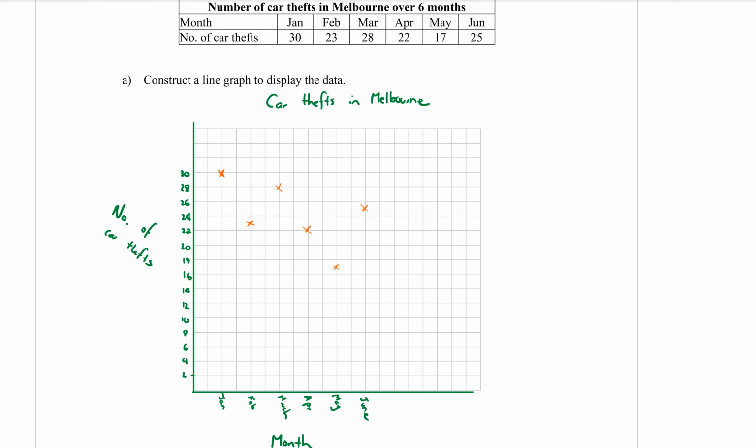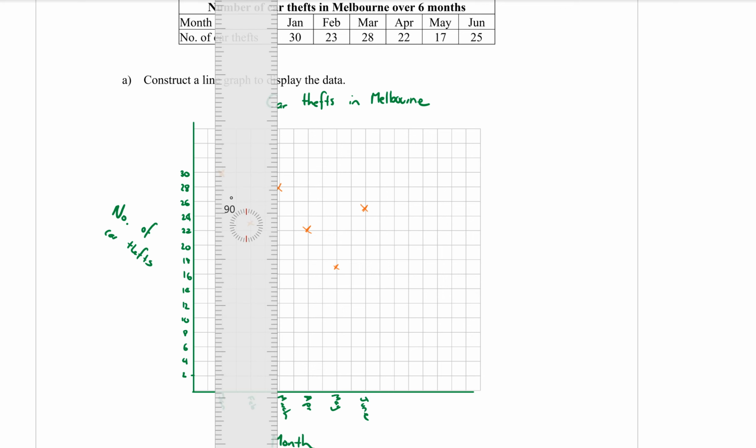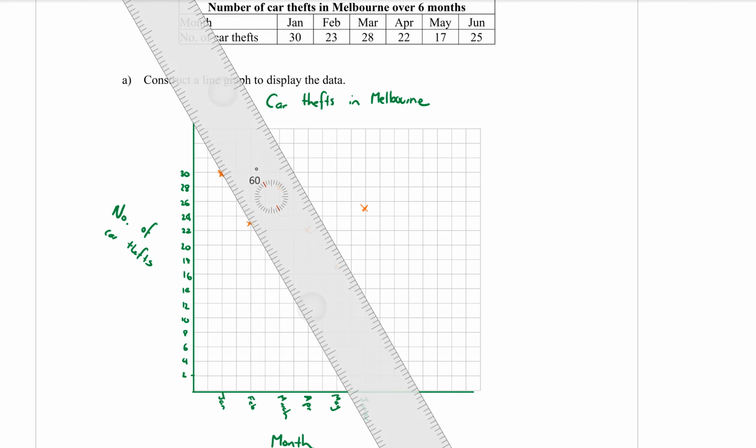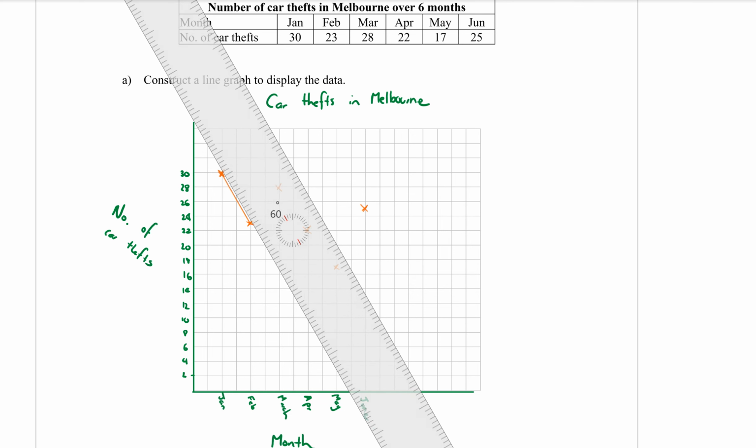So each one of those dots, we have to draw lines between them. Okay, so you get your ruler and they've got to be straight lines. Please don't try to freehand it. It'll look like a mess. Rule between the dots.